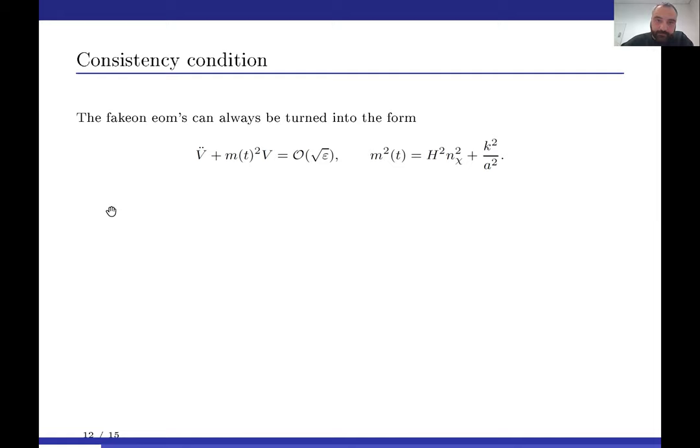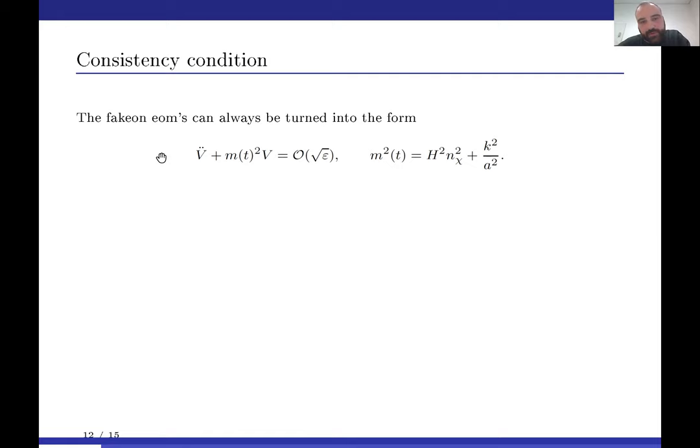The last thing I want to mention was the bound that I told you we found out on the mass of the Fakeon, which is extracted from the consistency of the approach. So the Fakeon approach works for particles, works for ghosts, which means that we can turn a particle into a Fakeon, we can turn a ghost into a Fakeon, but we cannot turn a tachyon into a Fakeon. So we have to fix a no-tachyon condition.